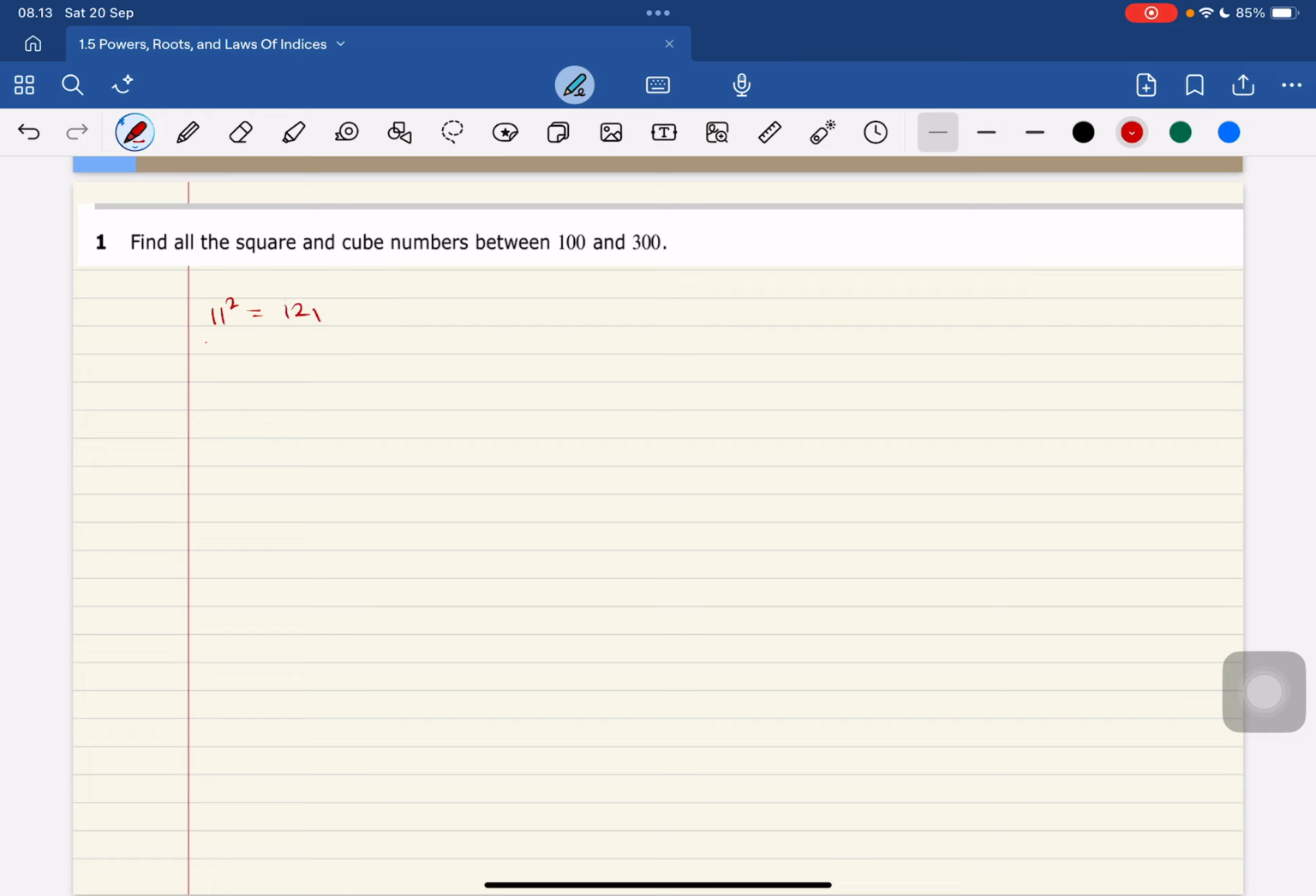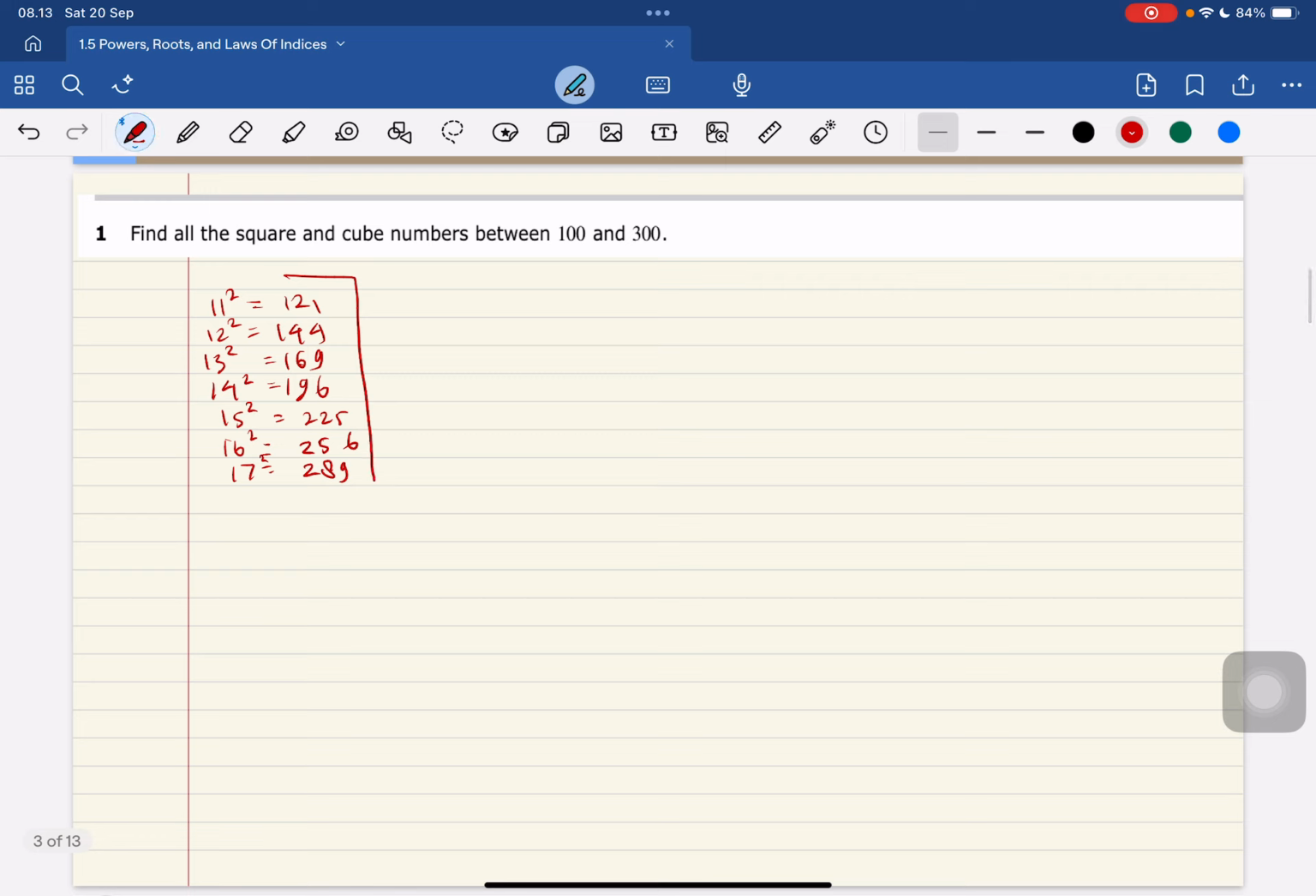After 11 we got 12 squared is 144, and then 13 squared is 169, 14 squared is 196, 15 squared is 225, and then we got 16 squared is 256, and the last is 17 squared is 289. So these are the square numbers. So let's find the cubes.